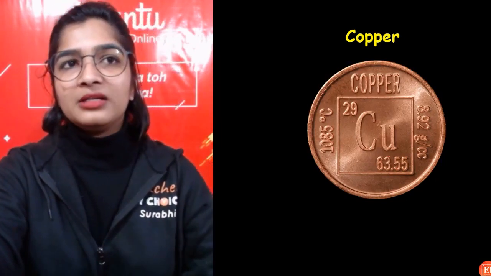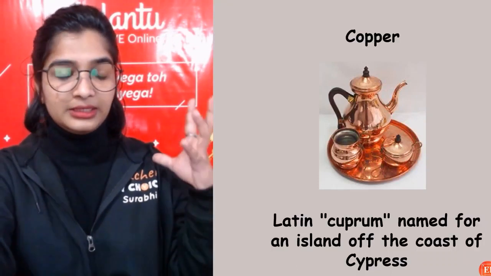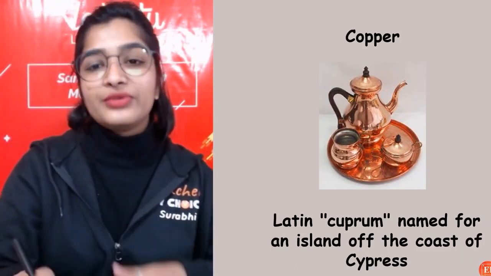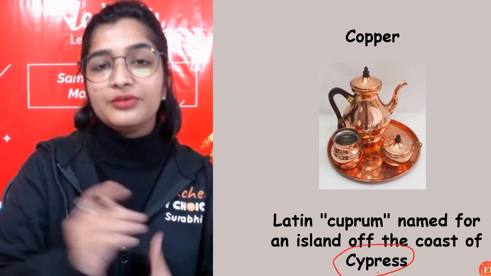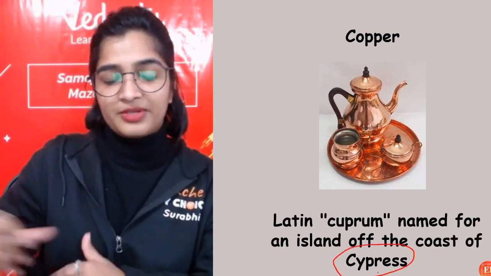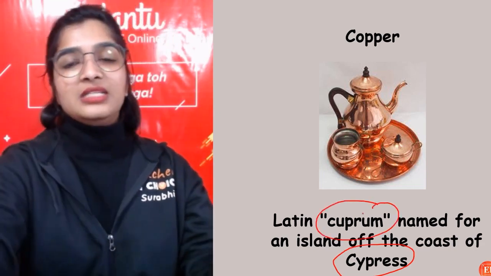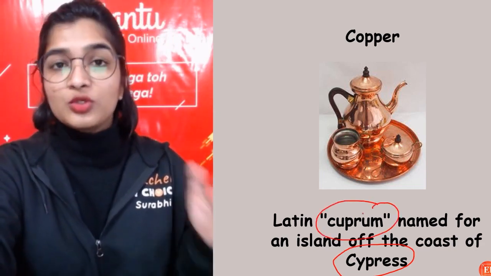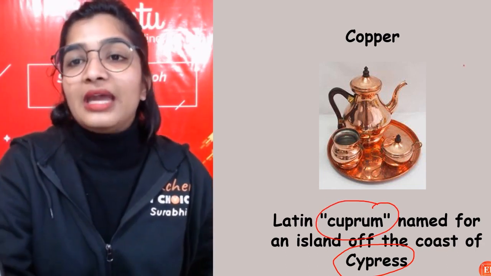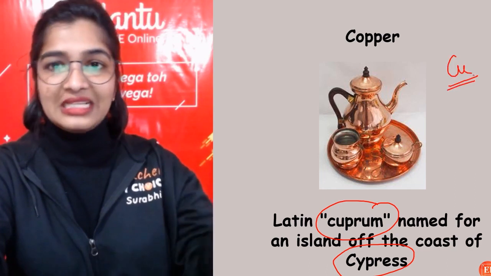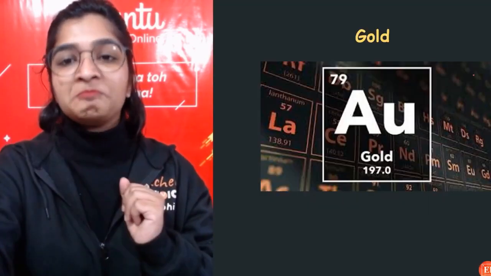Copper. The Roman Empire used to obtain this particular metal from the island of Cyprus, off the coast of Cyprus. So that exactly is the reason this metal was named cuprum. Cuprum is its Latin name, and its atomic symbol has also been derived from its Latin name, right? And its English name is copper.